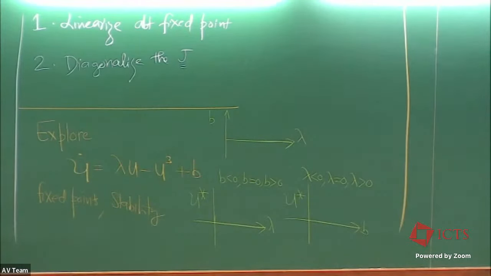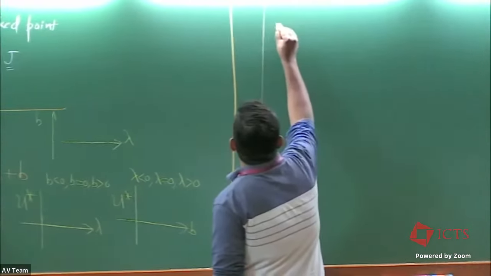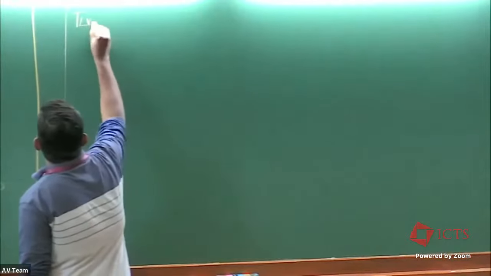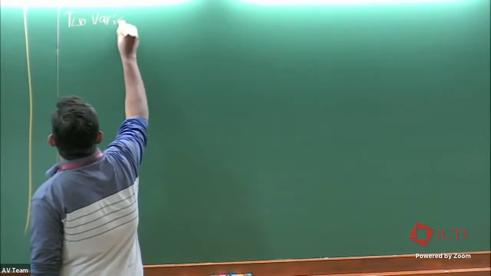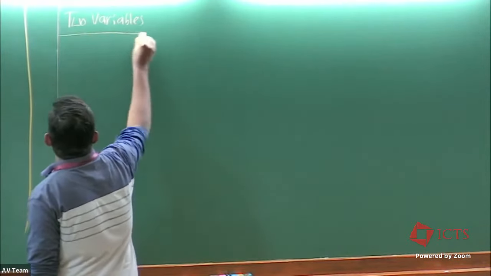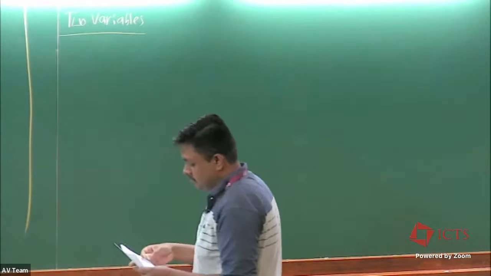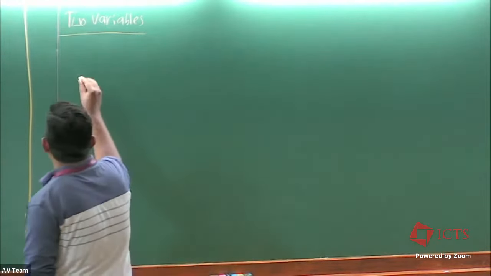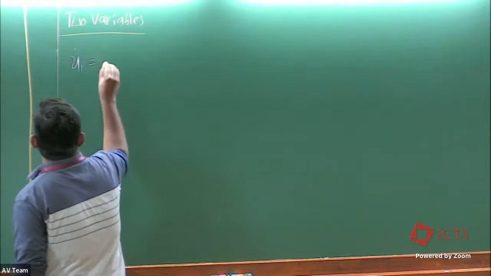So in the sense that if you have a system of 2 variables, let's work out this case in a bit of detail. Again, this will be something which will be useful for classifying oscillatory patterns. So I have 2 variables, U1 and U2, with the following equations.